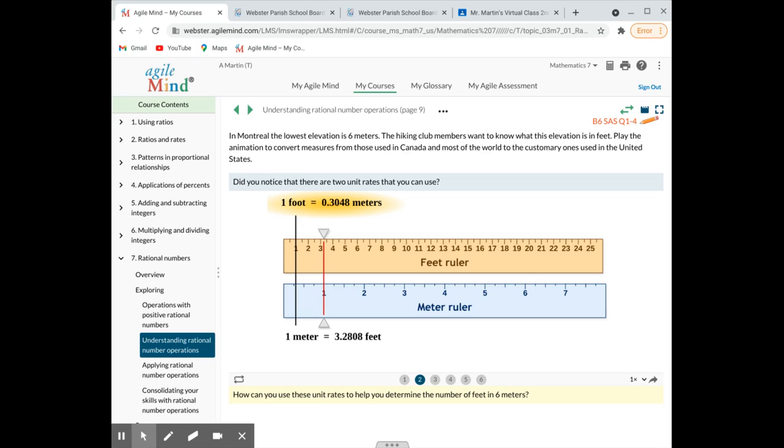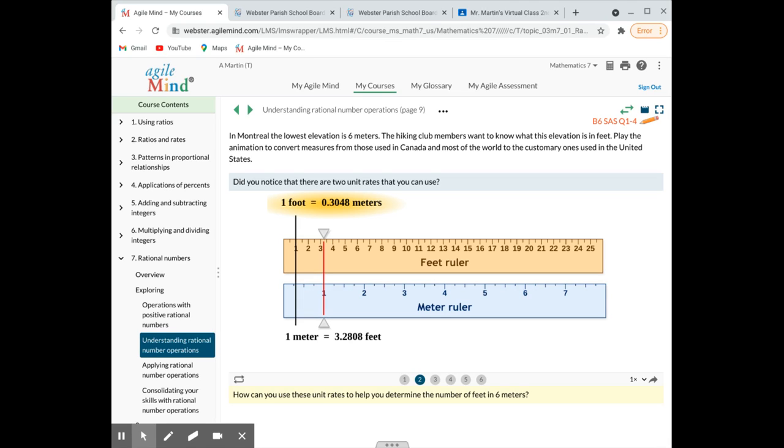What numbers would I be multiplying? Zamian's trying to help y'all out. Y'all need to be thinking. What numbers would you multiply? The 3.2808 times 6. Do y'all agree? Yes. I think that's going to work out perfect. If we do 6 times 3.2808 feet, that'll tell us how many feet are in 6 meters. Perfect.